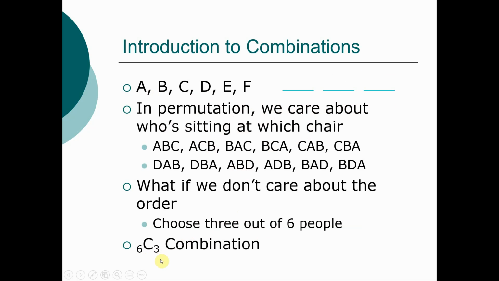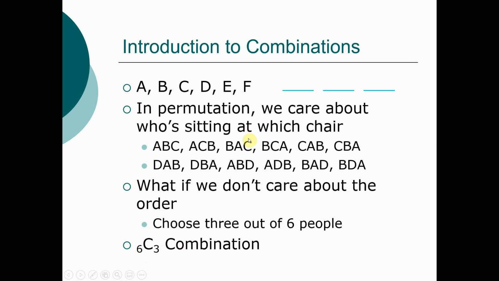This is the notation for combination. Instead of P, we have C, short for combination. N, in our case, is 6. We have 6 objects and we want to select 3 of them. So instead of NPR, we have NCR, or C of N and R. So it's R combination of N objects.